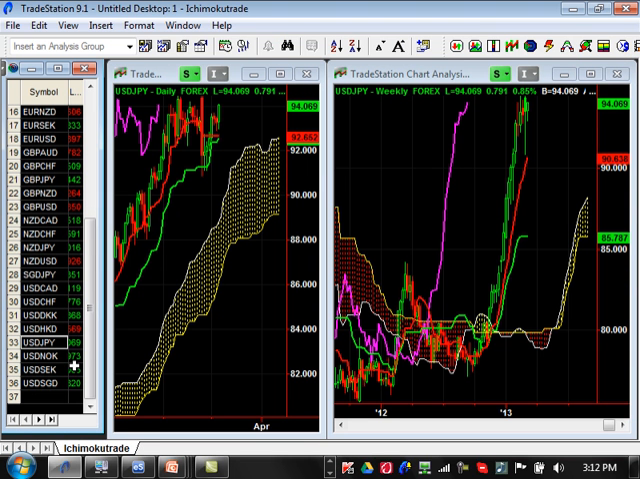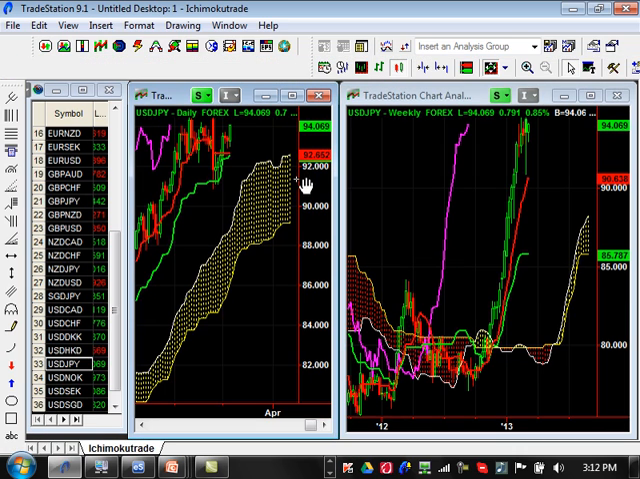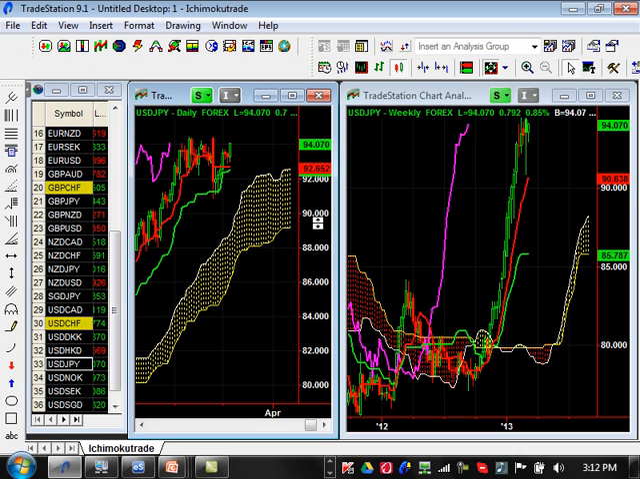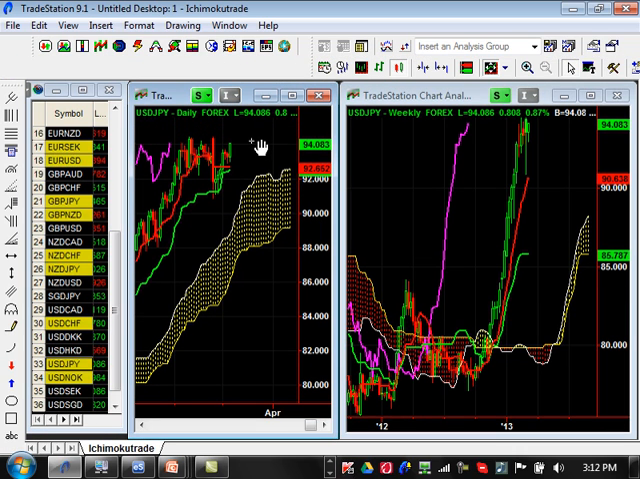US yen still going up on both the daily and weekly, held a support at basically 90.63, and it's retesting the high right now, which is, I would say, about 94.50.